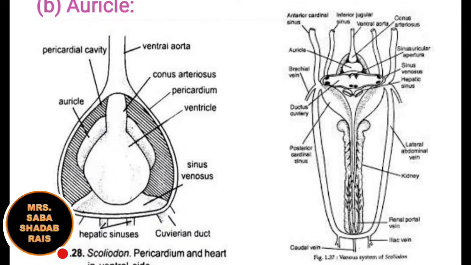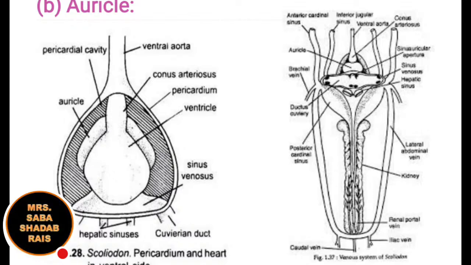This is important to remember. Once again I repeat, it is situated in front of the sinus venosus and it is present dorsal to the ventricle. It receives venous blood from the sinus venosus. On the other side, it communicates with the ventricle. Now see, it should first have an opening or connection with the sinus venosus. So we have already learned that it is connected with the sinus venosus through the sino-auricular aperture.